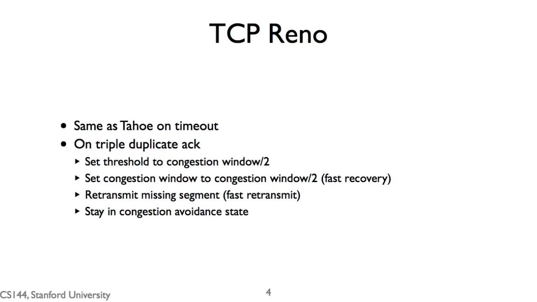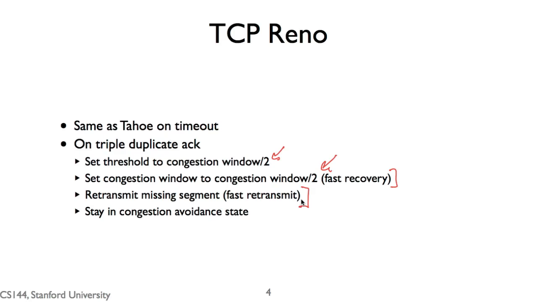What TCP Reno does differently is on a triple duplicate ACK, it assumes, look, a segment was lost, but other segments are arriving. Chances are I'm close to what my speed should be. I don't need to drop my congestion window to size 1. Instead, I still set the threshold to be congestion window divided by 2, that's before, but I set my congestion window itself to congestion window divided by 2. So this is what's called fast recovery, right? Rather than entering slow start again, I just have my congestion window halved.